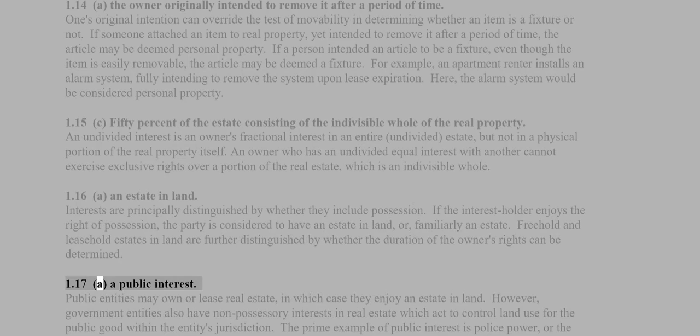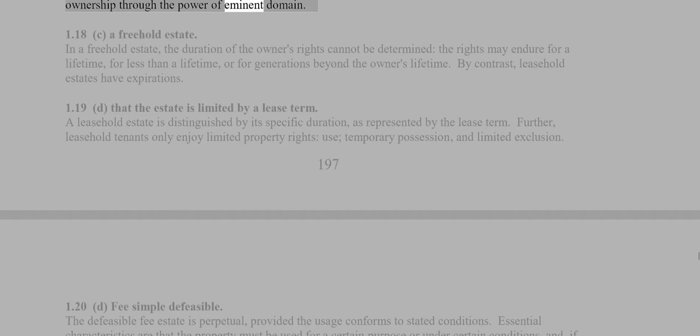1.17 A. A public interest. Public entities may own or lease real estate, in which case they enjoy an estate in land. However, government entities also have non-possessory interests in real estate which act to control land use for the public good within the entity's jurisdiction. The prime example of public interest is police power, or the right of the local or county government to zone. Another example of public interest is the right to acquire ownership through the power of eminent domain.